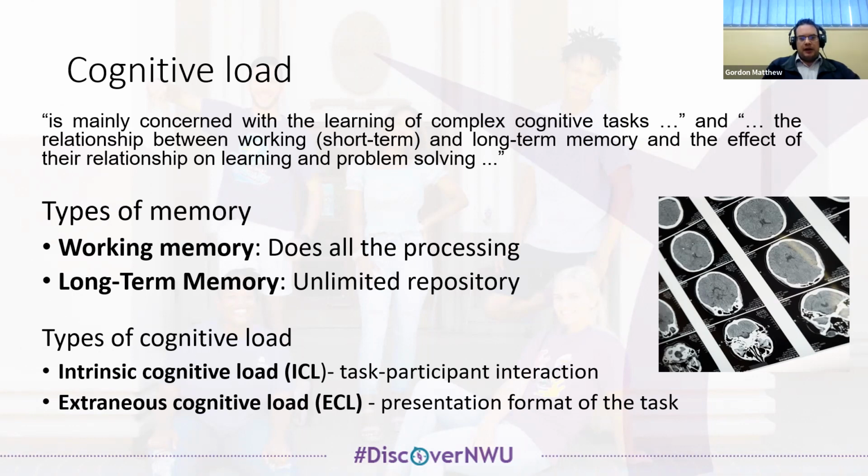Certain aspects of tasks contribute to cognitive load. These are usually known as causal factors of cognitive load. There are two types. The first is intrinsic cognitive load, which has to do with the strain on the brain from an individual interacting with a task. This is really a result of the difficulty of the task. And then extraneous cognitive load, which is due to the presentation format of the task. So how is it presented? Is it presented on the screen? Is it presented on paper? All those types of things.